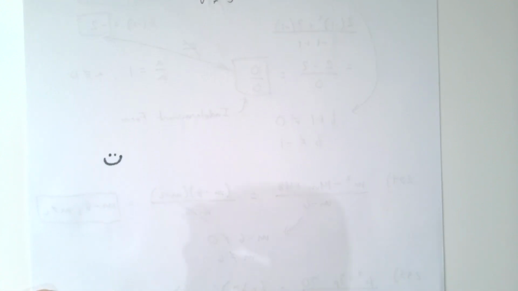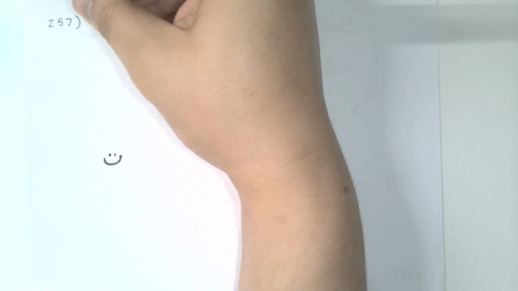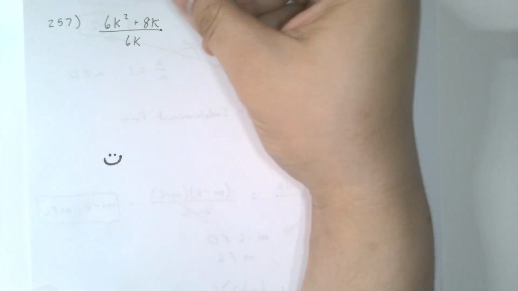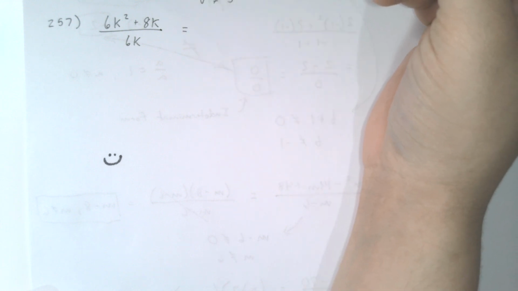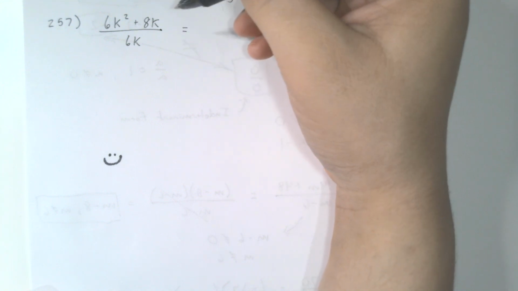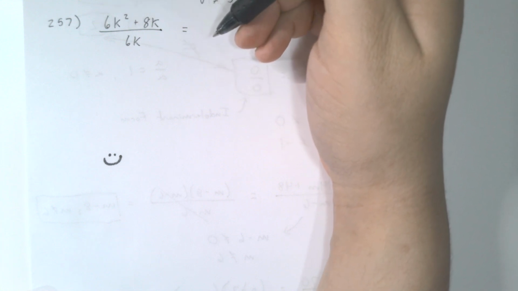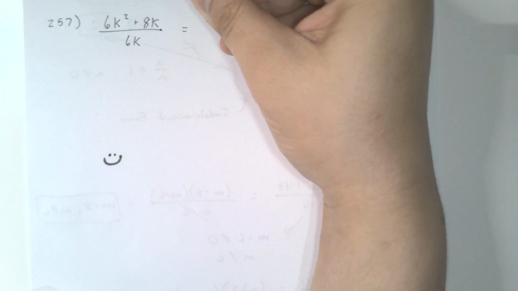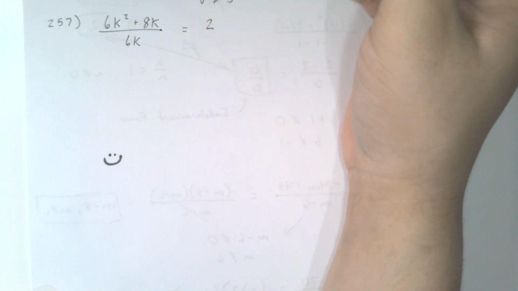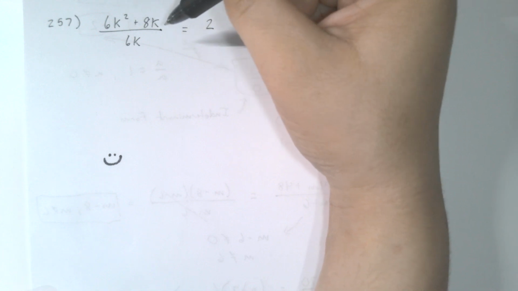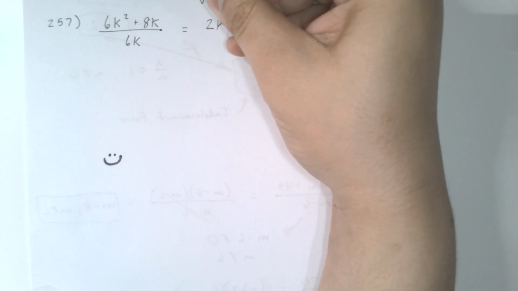What about one like number 257? With 257, we have 6k squared plus 8k divided by 6k. Let's find the greatest common factor between 6 and 8. The greatest common factor we have is 2. Now let's find the greatest common factor between k squared and k. That would be k.